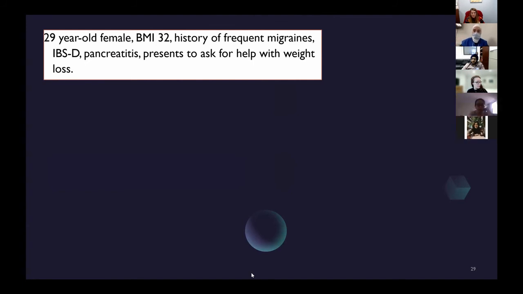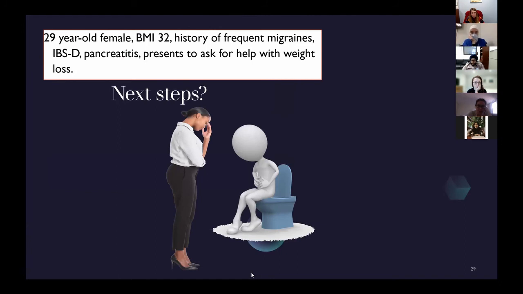I can read. 29-year-old female, BMI 32, history of frequent migraines, IBS, pancreatitis, presents to ask for help with weight loss. Okay, and we're going to do pharmacotherapy. Can we do a GLP-1 for this patient? No, why? Pancreatitis. Exactly. They have migraines, so is there anything that we can do?